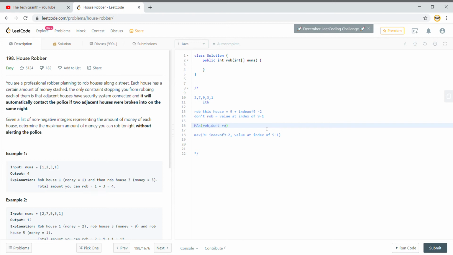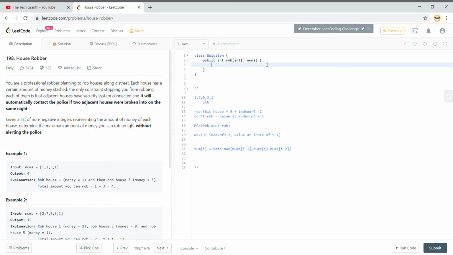Okay, so if we put it into a formula, then we can clearly say from here that for any position nums of i, the best I can do is Math.max of nums of i minus 1 and nums of i plus whatever is nums of i minus 2. So this is the formula that we are going to apply, and let's try to solve this problem.